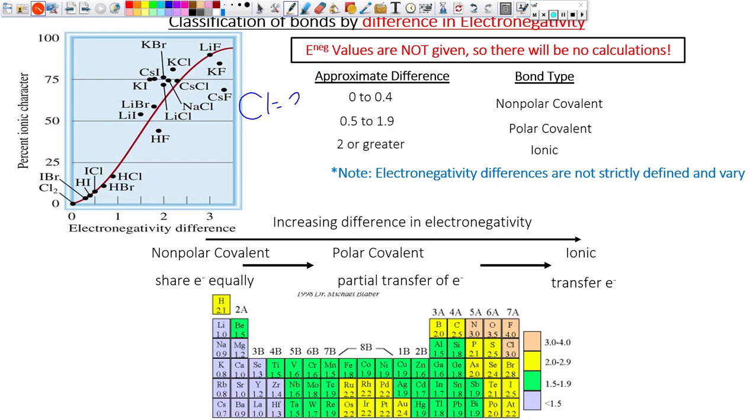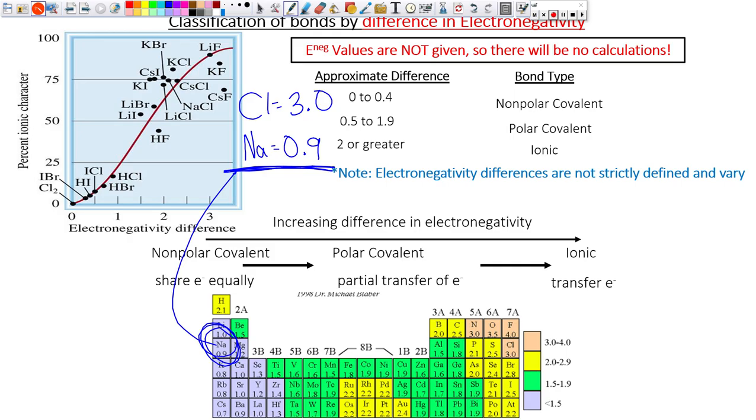Chlorine's value is 3.0. Everybody okay with that? What's chlorine always bonded with in your world? Sodium. So let's do this. Sodium's value, and again, I'm getting it from right here. I'm plugging it in. 0.9. Off the table, right here.